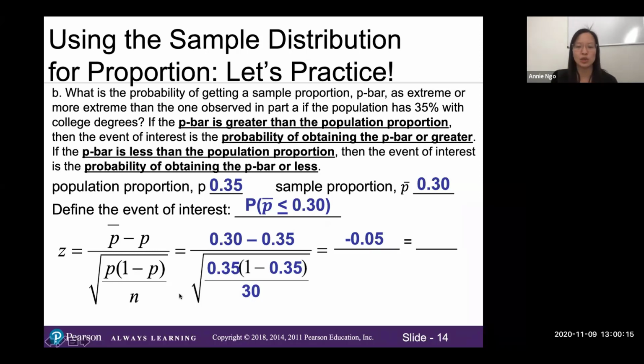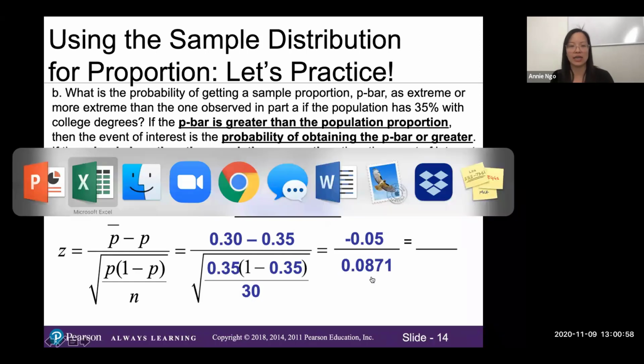If you want to go ahead and solve for our standard error of a proportion down here. So you do 0.35 times 1 minus 0.35 divided by 30 and then square root the whole thing. Please tell me what you get for our denominator. And this is where most errors occur, but hopefully you got it, but it's 0.0871.